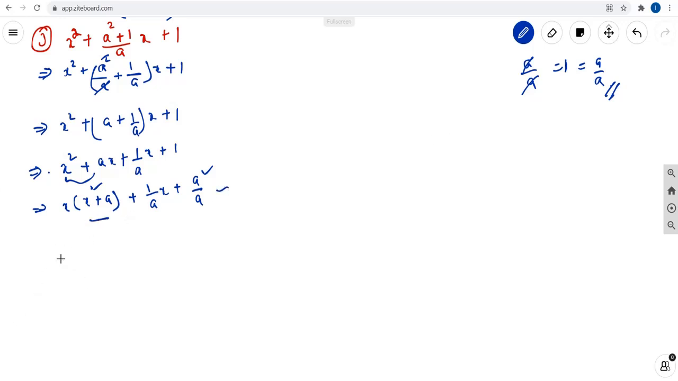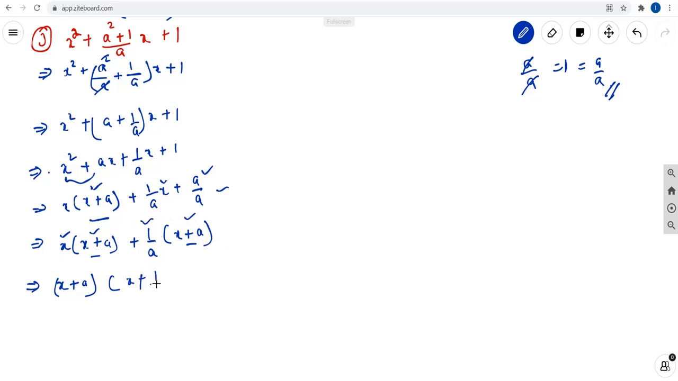Now I will write one more step here. This becomes x times (x plus a), plus, I can take 1 by a common. If I take 1 by a common, x plus a is left. Now can you see, this and this is common. If I take x plus a outside, what is left? x is left in the first, and in the second, 1 by a is left. So x plus a into (x plus 1 divided by a). These are the factors of problem number 3. We'll go for the next problem.